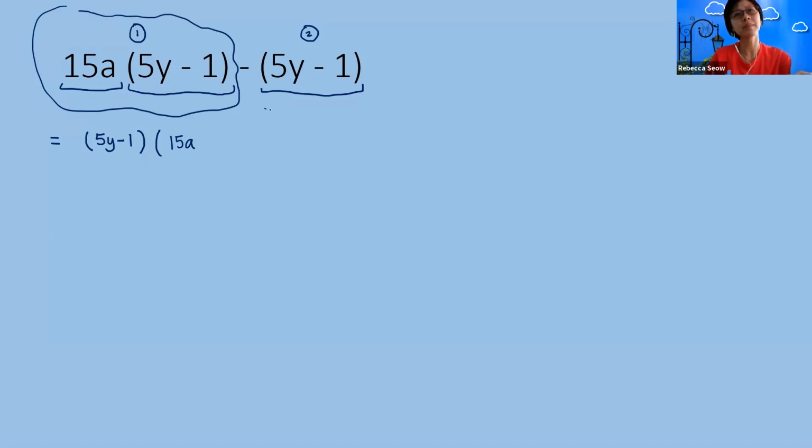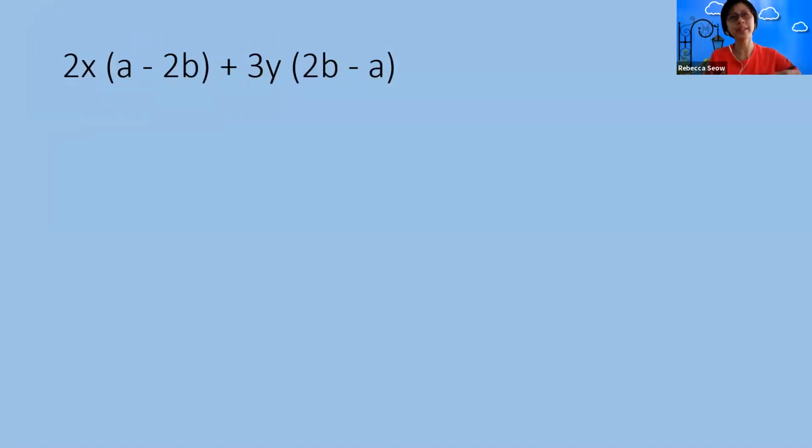Now, how about the second portion? We have minus (5y - 1). If you were to factorize, or in other words, take out the chunk of terms 5y - 1, what are we left with? We are left with the minus sign and nothing there. Now, when there is nothing after the minus sign, the number is always 1. That's 1 multiplied by anything will give you that something. For example, 1 times 5 will give you 5. Okay, so this is how we factorize a question like that.